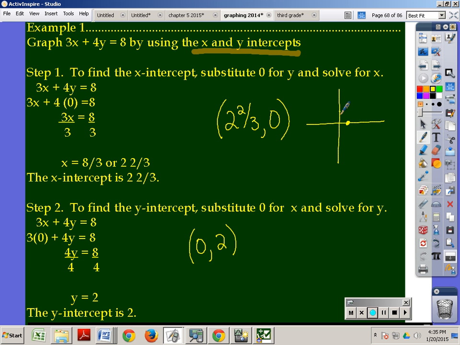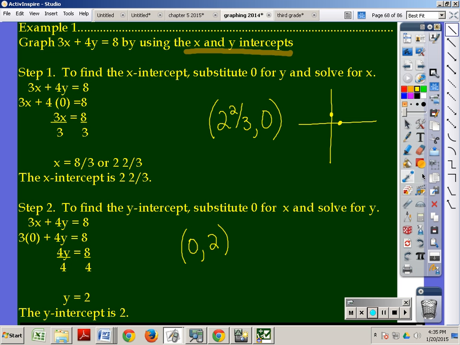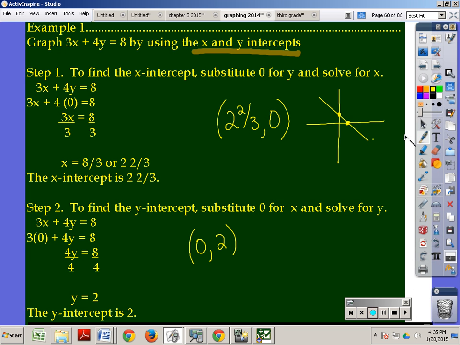Let's put that on our graph. When x is 0, y is 2. And then we can just connect those 2 points. And that is our line, 3x plus 4y equals 8. This is in standard form. That's the equation of the line.